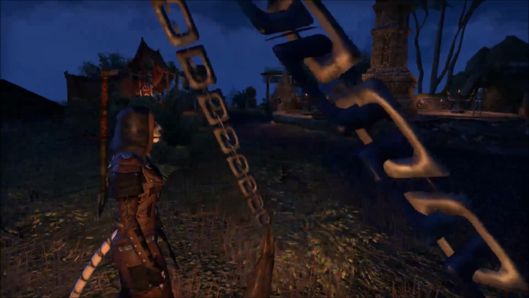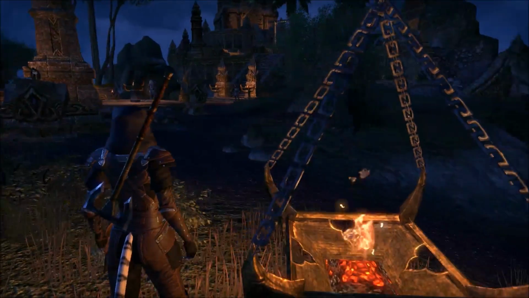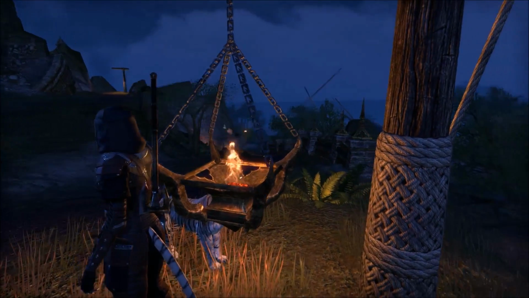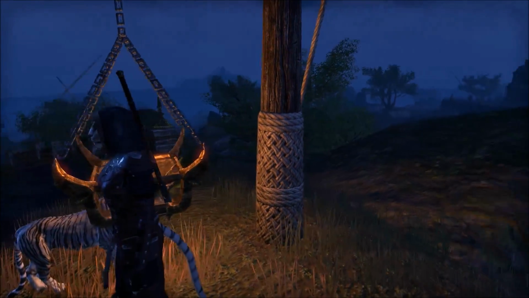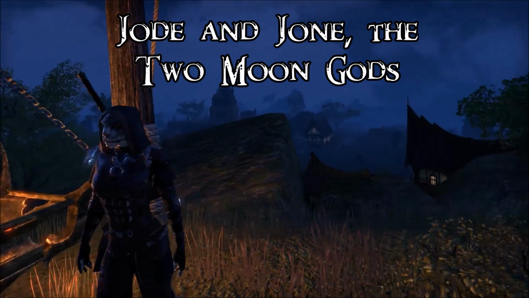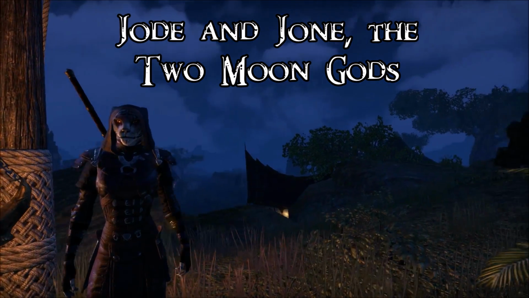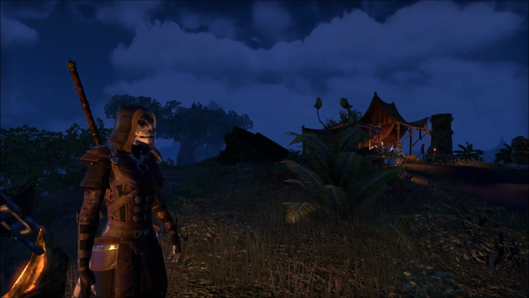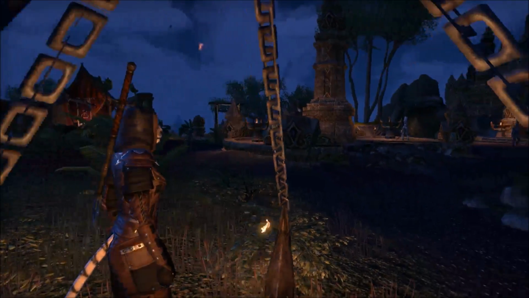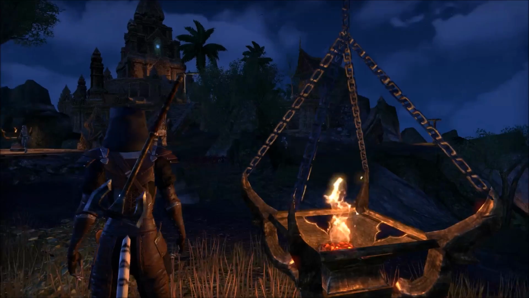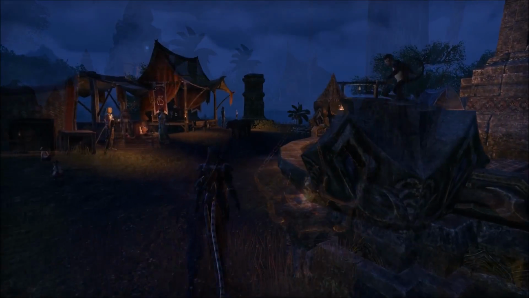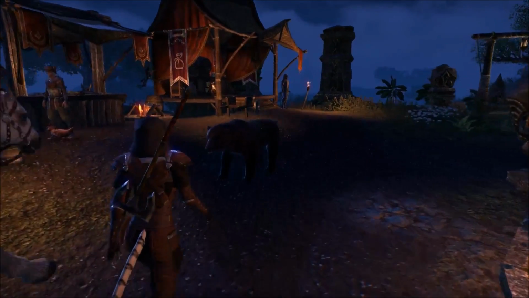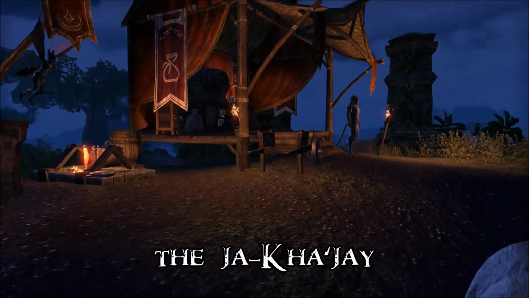The first thing that is important to understand in a Khajiit's life are the moons, Masser and Secunda, or as the Khajiit call them, Jode and Jone. Jode and Jone, the twin moon gods, have a very real effect on the Khajiit. The moons' phases at the time of a Khajiit's birth dictate what form they will take as an adult. Khajiit are subtly bound to what is called the Lunar Lattice.